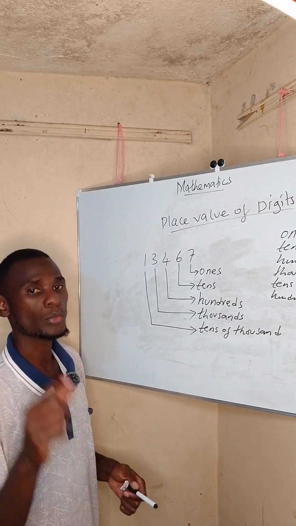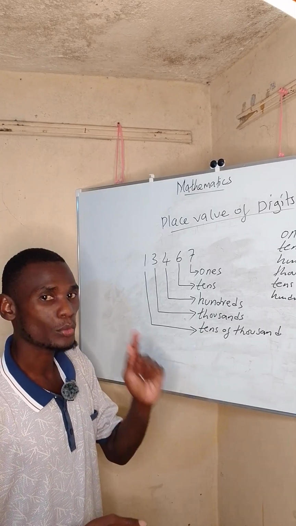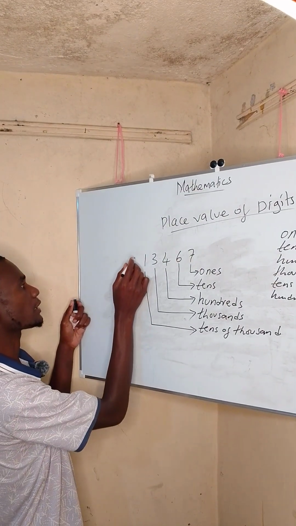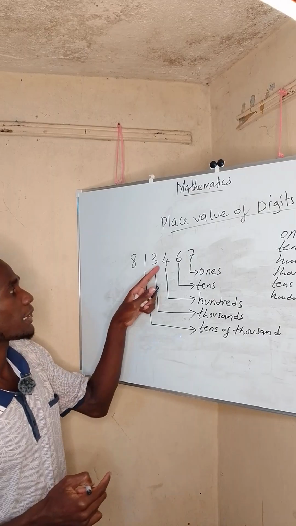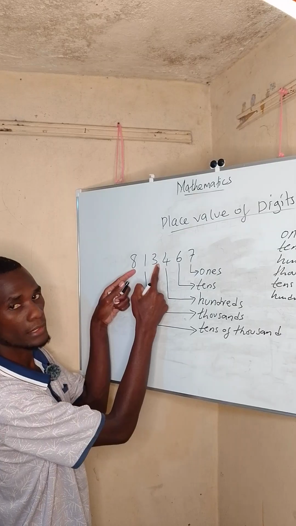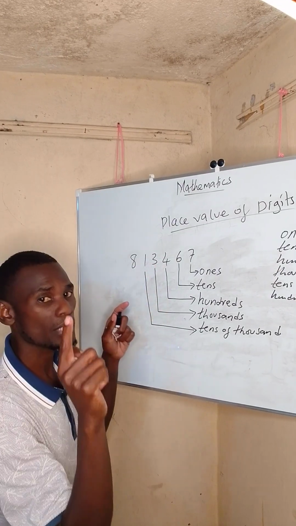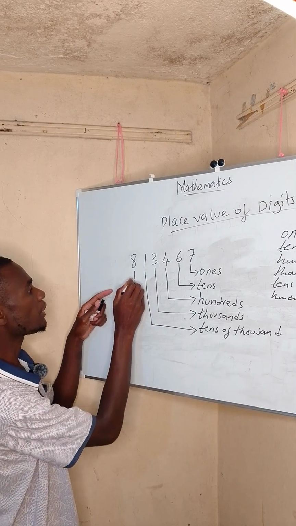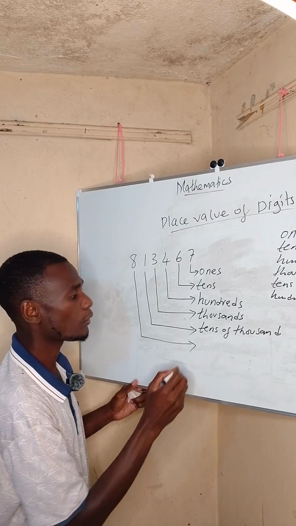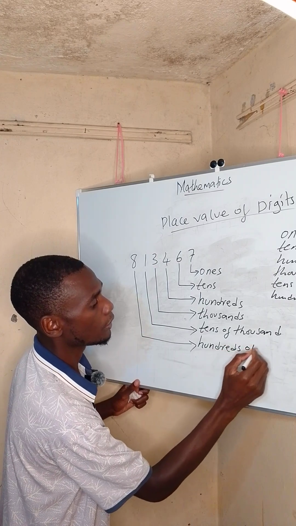And therefore, because we are dealing with grade 5, I want to add another number to make it a 6-digit number. So if I add another number here, for example, 8, it is now no longer 13,000. It becomes 813,000. And therefore, this number that we have added is in the place value of hundreds of thousands.